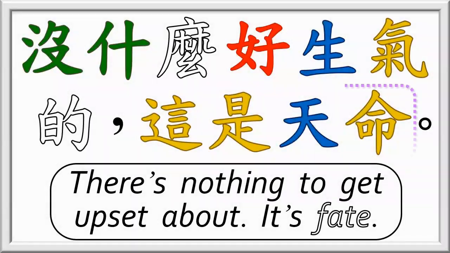No one is higher up than heaven above. So, 天命 is one's destiny or fate. Literally, heaven's mission for us. 没什么好生气的，这是天命. There's nothing to get upset about. It's fate. Some people may struggle against their fate, while others simply resign themselves to it, or 认命.